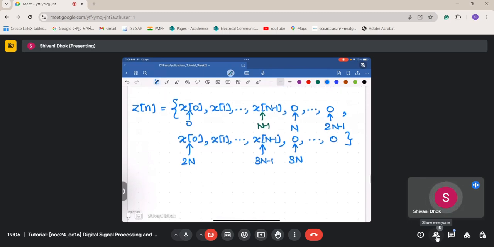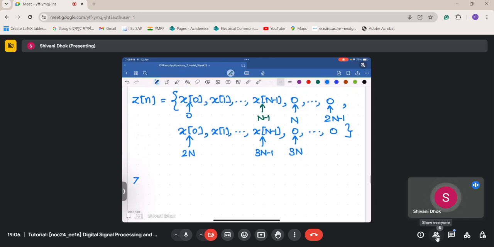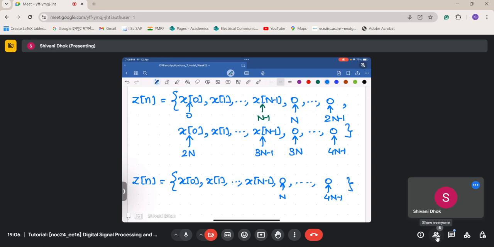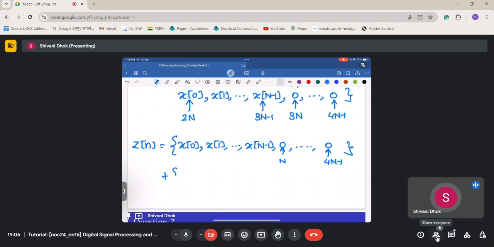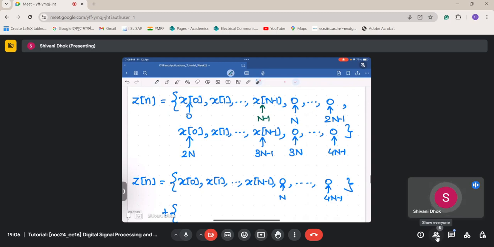Okay, so now I can split this into two sequences, something like this. So the z of n I can write as x of 0, x of 1, and so on till x of N minus 1, 0. This is at N, and so on 0. This is at 4N minus 1. So this location here is 4N minus 1. So this is the first sequence, and plus I have another sequence.